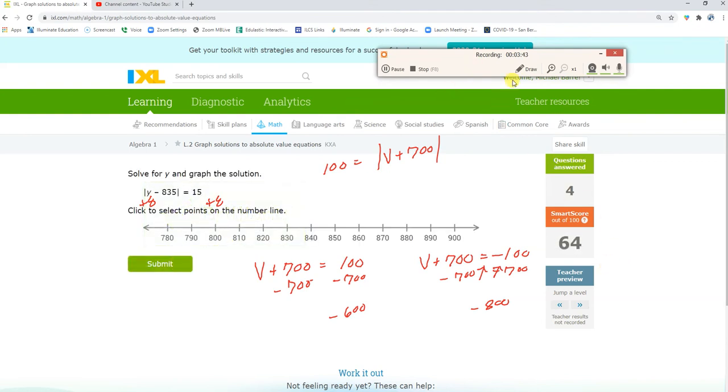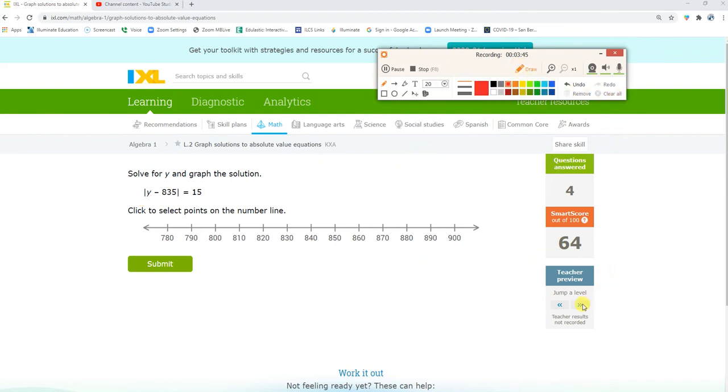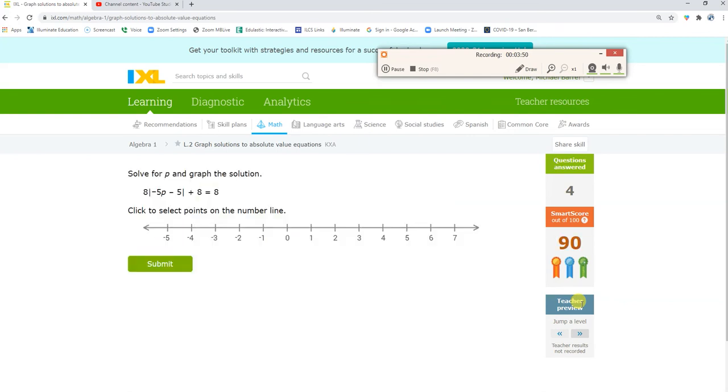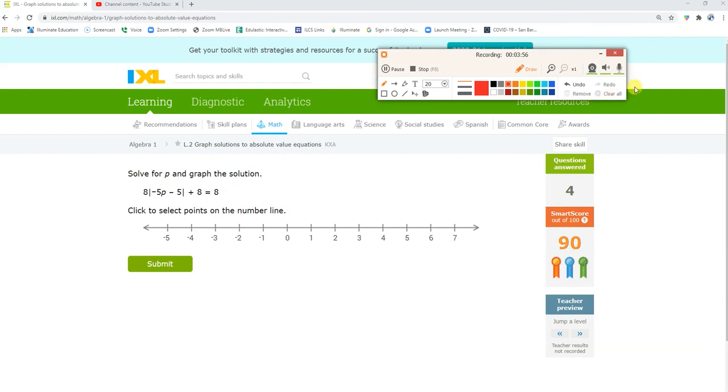Nothing crazy here. Let's jump a level. Challenge zone. The isolation, that's where the challenge is right now. So let's subtract 8 from both sides. That's going to take me to 8|-5p - 5| = 0. Dividing by 8, |-5p - 5| = 0. This is just going to have a single answer, but let's do it.